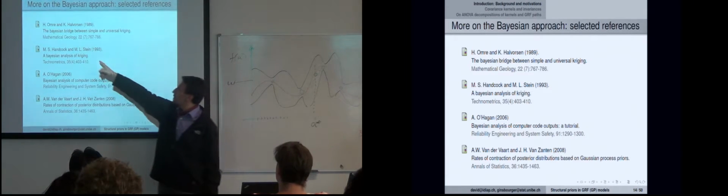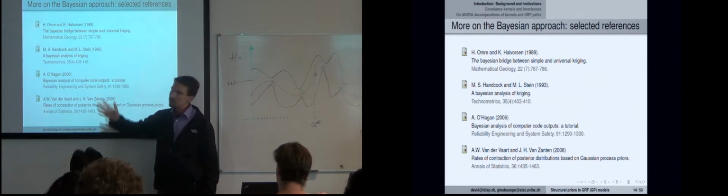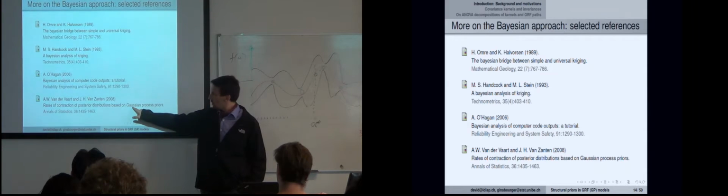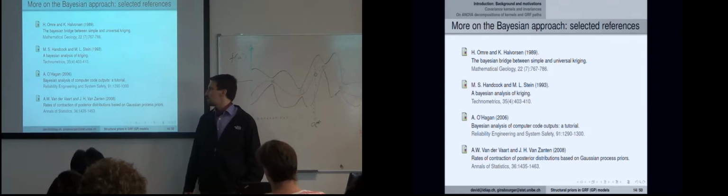But you also have this paper in Technometrics by Hancock and Stein in 93, of course, from a different perspective, the works of O'Hagan. This is a 2006 reference, but there have been a lot since the 70s, I guess. And finally, there has been some recent work in the mathematical statistics community by van der Vaart, van Zanten, and other authors on non-parametric viewpoints on that.